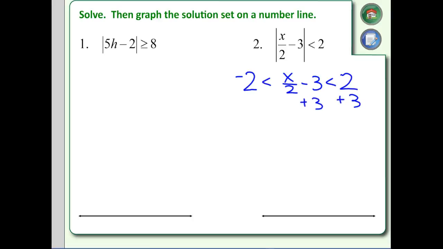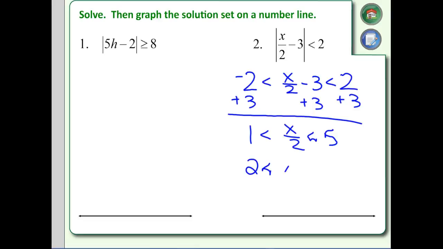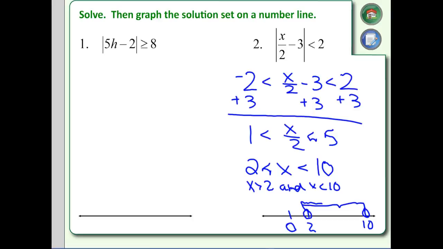Remember, when we're working with a conjunction, what we do in the middle, we do on the front and the back as well. So now I've got this, 5. And now to get x alone, we've got to multiply everything by 2. So we've got negative 2 is less than x is less than 10. And again, this is a conjunction, so that means x is greater than negative 2 and x is less than 10. And if I go to graph that, here's 0, here's negative 2. We've got an open dot going this way, and we're back here at 10, and we've got another open dot, and they're going to come in and connect and give us our line segment.